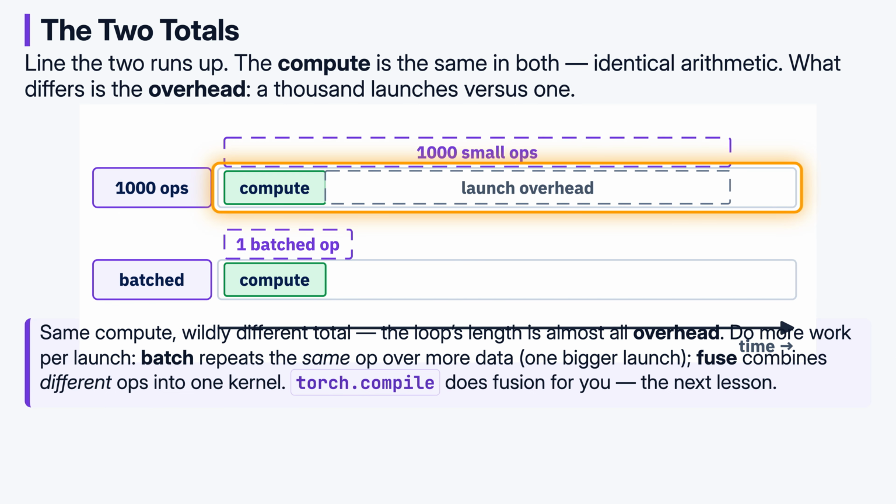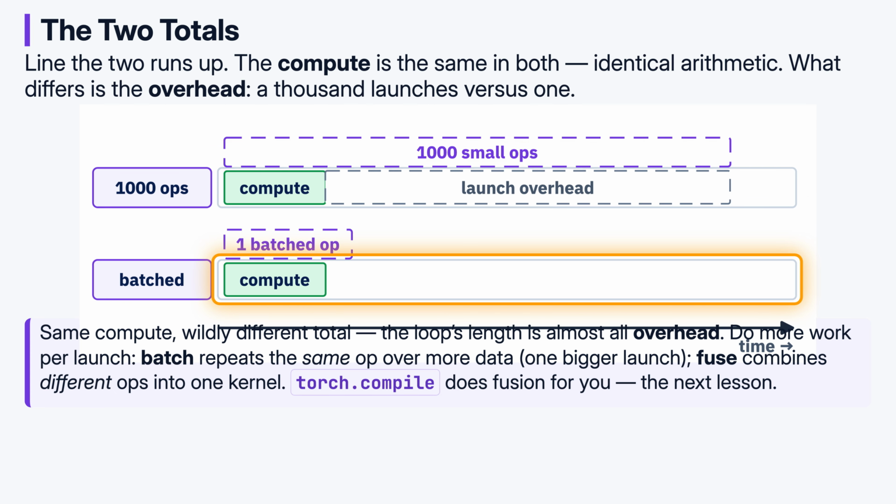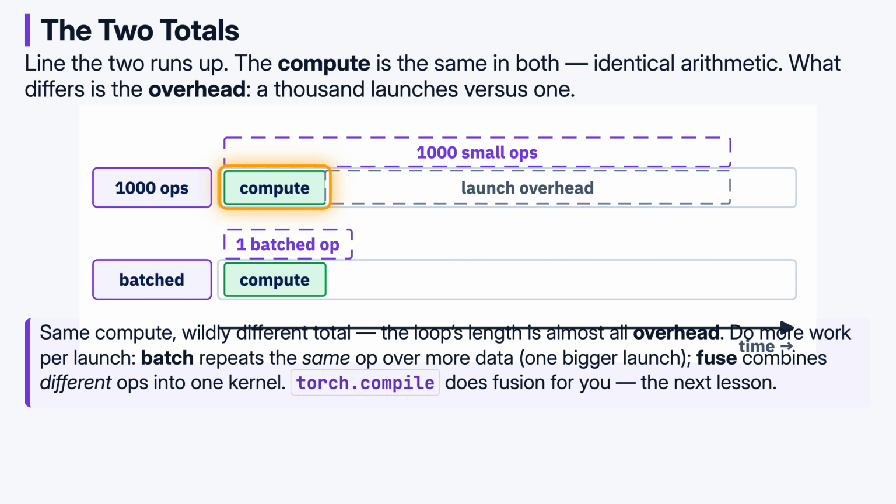Now line the two runs up. The top row is the loop, a short bit of compute, then a long stretch of overhead. The bottom row is the batched op, the same short compute with only a sliver of overhead. Look at the green compute segment. It is the same length in both rows. The arithmetic is identical either way. So the loop row's extra length is pure launch overhead. That is the only difference between them.